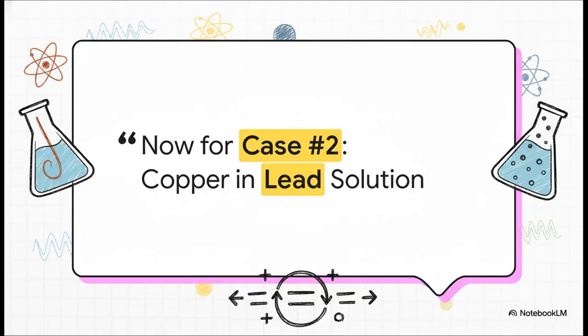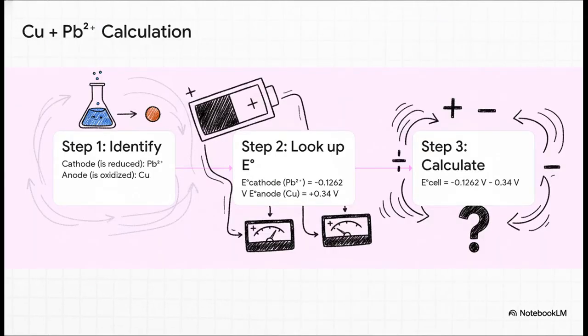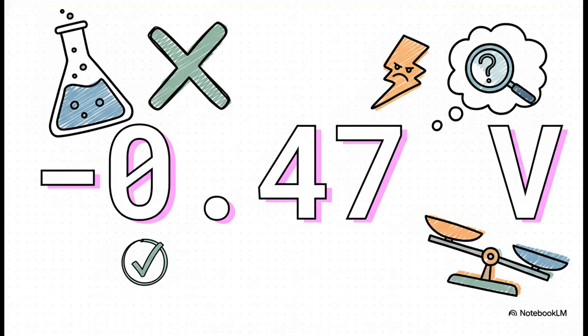Okay, that was satisfying. But now for the other half of the mystery. Let's see why nothing happened when we put the copper in the lead solution. Let's run the exact same calculation. So in this scenario, we're testing if lead ions can take electrons from copper. That would make lead our cathode and copper our anode. We look them up on the chart. Lead has a value of negative 0.1262 volts. Copper is still that positive 0.34, so let's do the math. Cathode minus anode. And there it is. The answer is negative 0.47 volts. A negative result means the reaction is non-spontaneous. It just won't happen. The numbers don't lie. This is the solution to our mystery. We just predicted reality with some simple math.